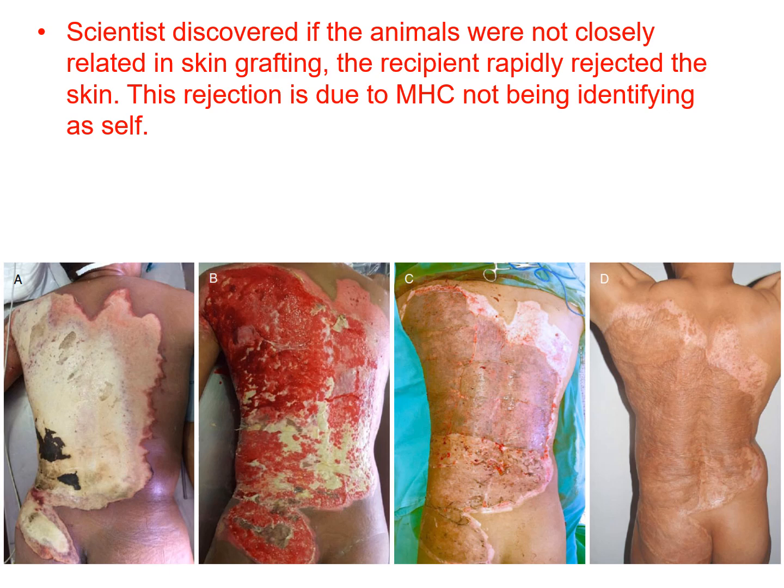Scientists discovered if the animals were not closely related in skin grafting, the recipient rapidly rejected the skin. This rejection is due to the MHC complex not being identified as self. So originally we talked about the purpose of MHC being to hold the epitope and for identification. This was discovered by these scientists when they were doing skin grafting: if the species was not really close, you would have more of an issue with rejection.